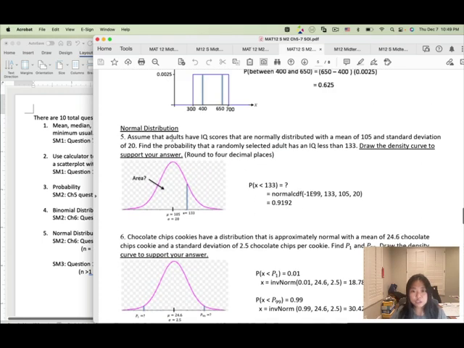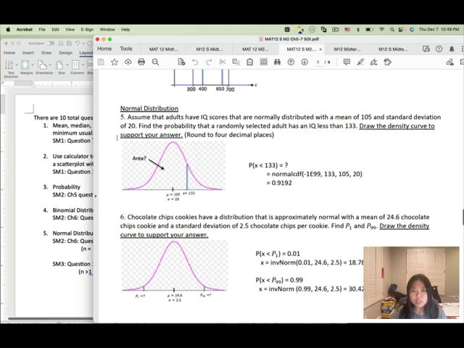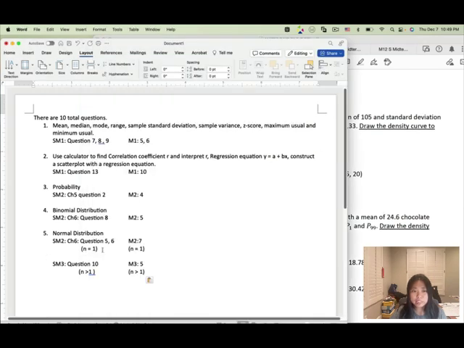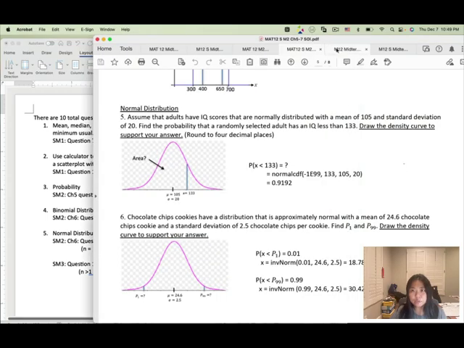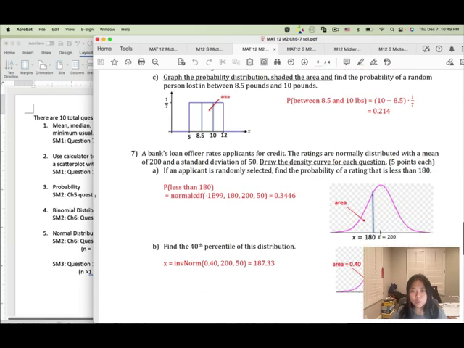Okay, these two, normal distribution. You can see they're looking for the probability that a randomly selected adult. This is talking about a sample size n equal to 1. Same idea with number 5 and number 6. Okay, n equal to 1. And then the midterm 2, number 7. Also, they are looking for if an applicant is randomly selected, sample size is n equal to 1.